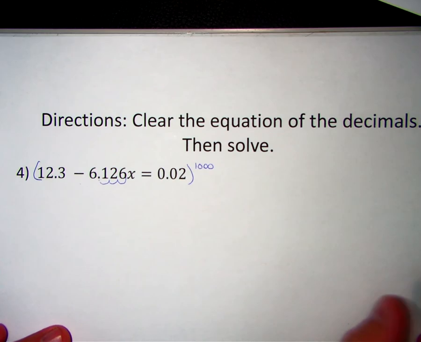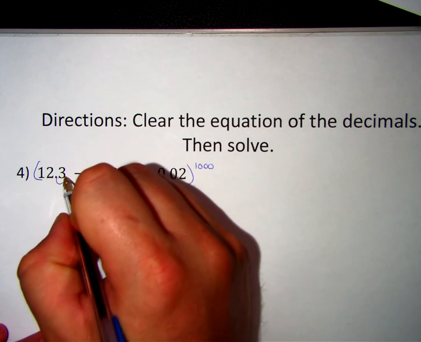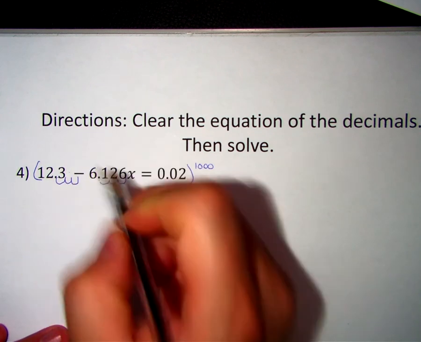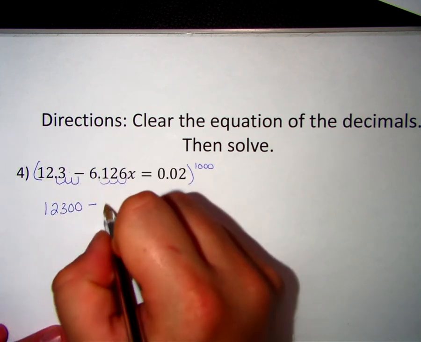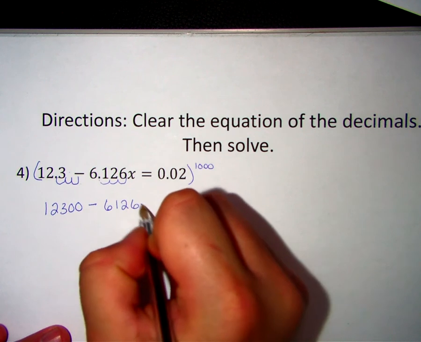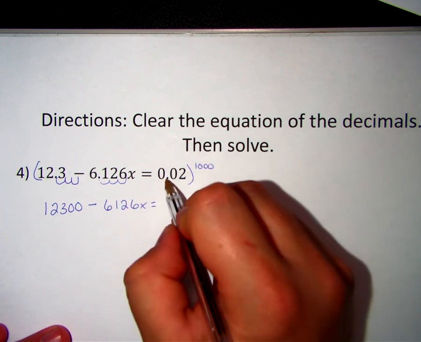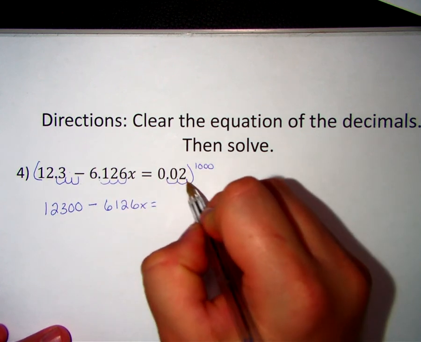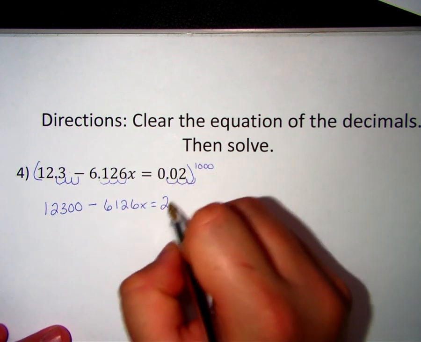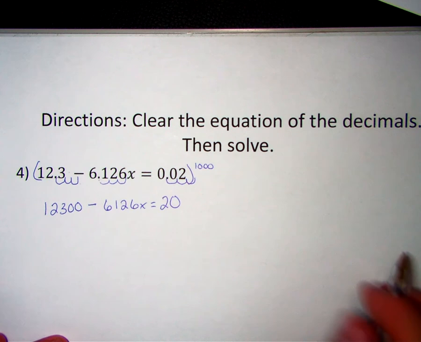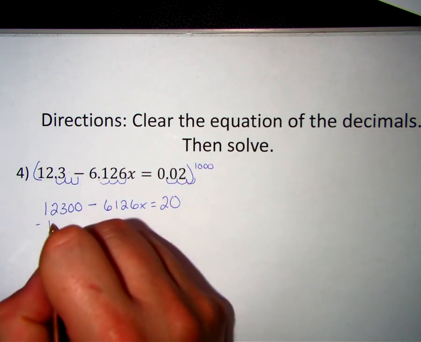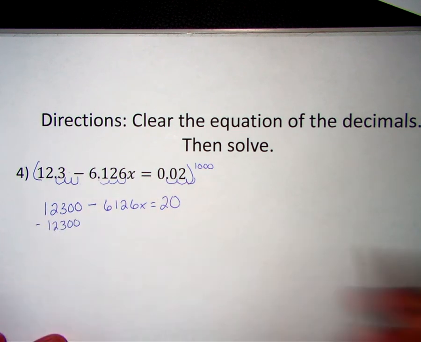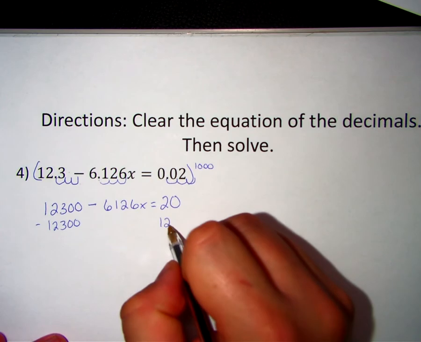Every one of our numbers is going to move the decimal 3 places. 1, 2, 3. I will fill with zeros. So 1, 2, 3, and 2 zeros minus 6, 1, 2, 6x is going to be equal to, again, I'll move 3 spaces. 1, 2, 3, and that's going to be a 20. So at this point in time, we will subtract 1, 2, 3, 0, 0. So 12,300 from both sides.